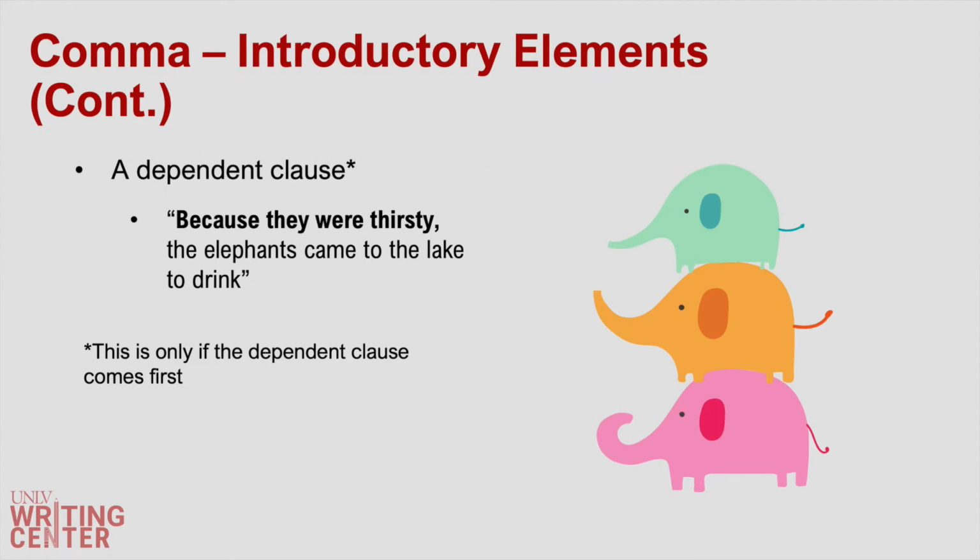Finally, you can offset a dependent clause from the independent clause. For example, "Because they were thirsty, the elephants came to the lake to drink." Here, "because they were thirsty" cannot stand on its own as a sentence, so it is a dependent clause, not an independent one. You only use a comma if the dependent clause comes first. If you flipped this sentence to "The elephants came to the lake to drink because they were thirsty," you would not use a comma.